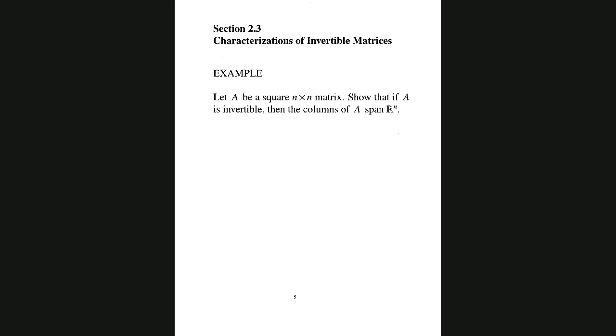Okay, so we're going to show that if we have a square matrix, and we're assuming A is a square matrix. For invertibility, you have to have a square matrix. Show that if A is invertible, then the columns of A span Rn.